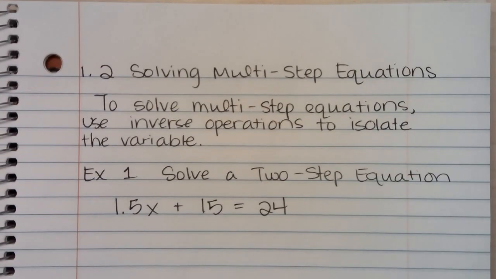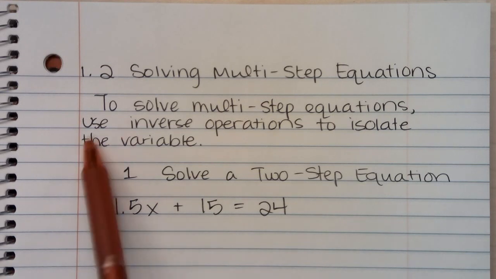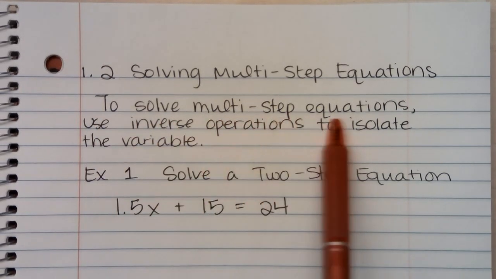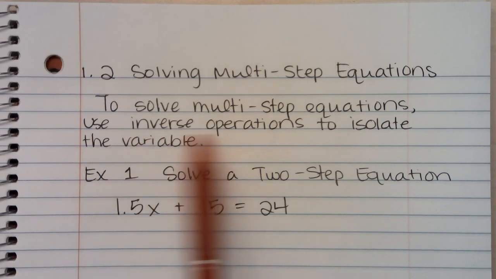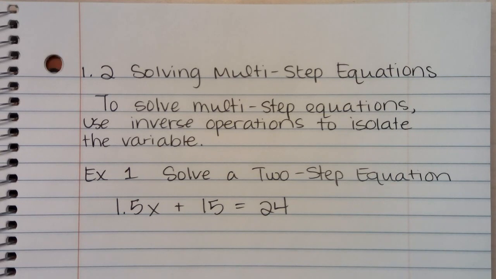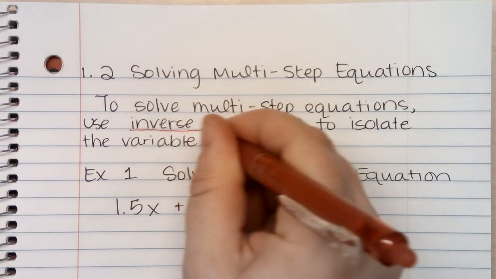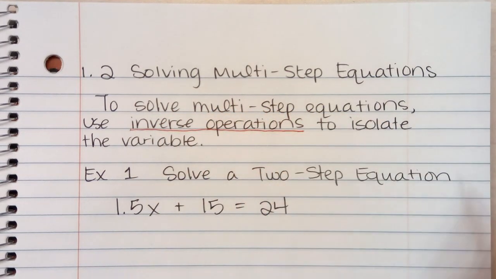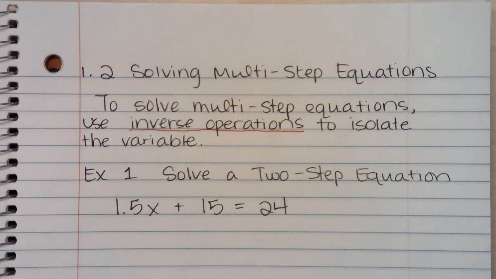All right, hi guys. We are going to learn about solving multi-step equations, multi meaning more than one step. So this says to solve multi-step equations, use inverse operations to isolate the variable, which we learned in 1.1. Remember that inverse operations means opposite. So the opposite of addition is subtraction. The opposite of multiplication, division.